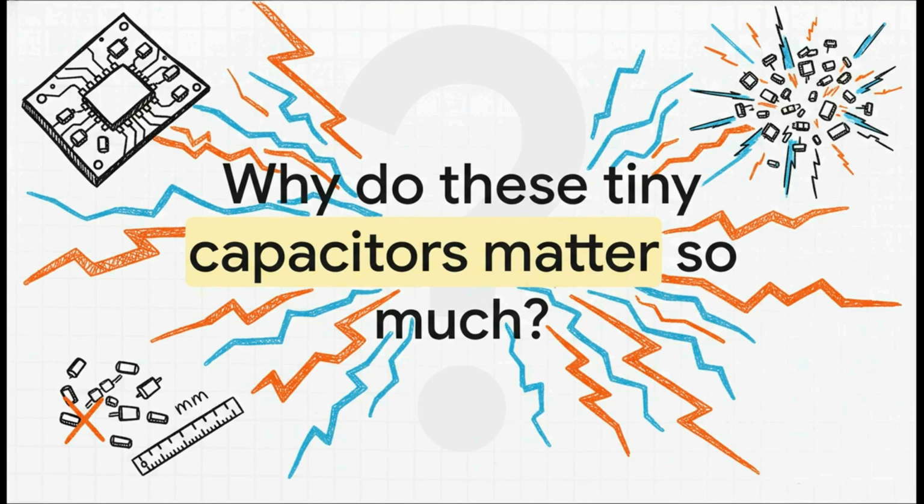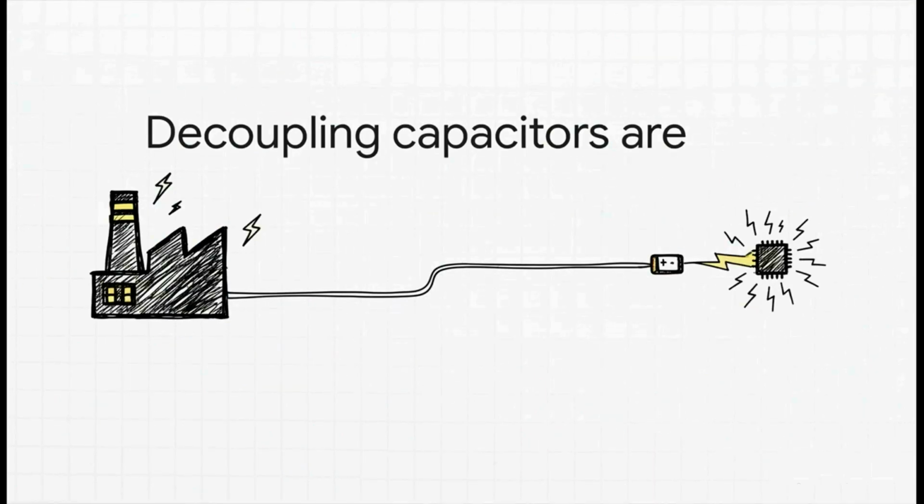So why do these little guys matter so much? Okay, picture a modern microcontroller. Inside, you have millions of transistors switching billions of times a second. Every single one of those switches demands a tiny, instantaneous jolt of current. Now, your main power supply, it's way too slow and far away to deliver that current instantly. That's where the decoupling capacitor comes in. It acts like a tiny local battery right next to the chip, providing that instant burst of energy and keeping the supply voltage from sagging.